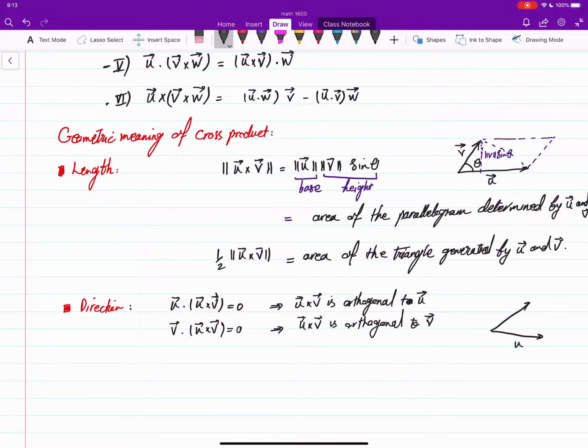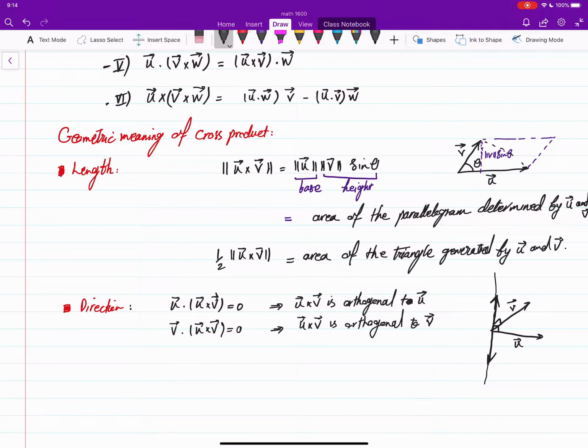If this is u, v, we know the length. Length is given by the area of the parallelogram, but now it is going to be perpendicular along this line, perpendicular to both of these ones. In other words, this will be either that one or that one. It is perpendicular or orthogonal to both of these ones. But which one is u cross v?